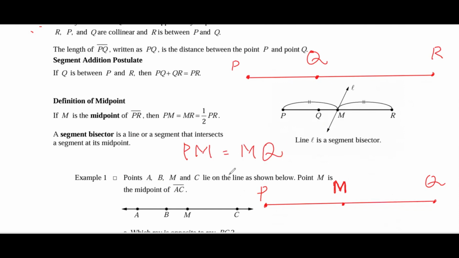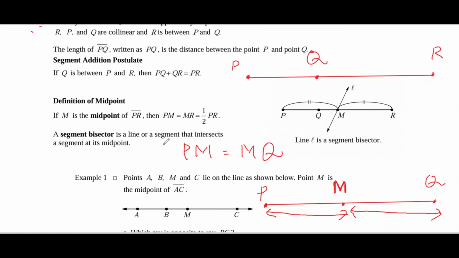Why would that happen? Because M is the midpoint of the line segment PQ. So this is the definition of a midpoint. If PQ is a line segment and M is the midpoint of PQ, then we can say that PM is equal to MQ. Because the distance from that point to the midpoint would be equal to the distance from the midpoint to the other point.